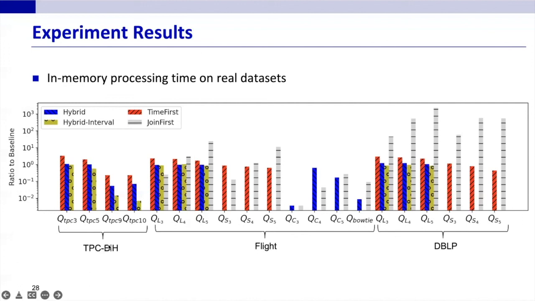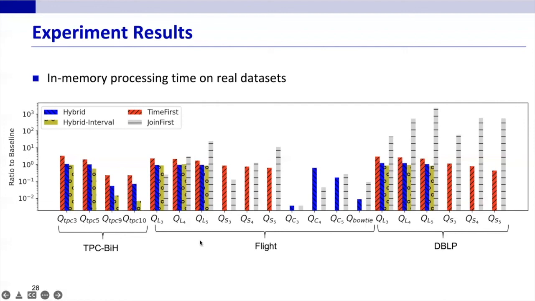In TPC-BiH datasets, for the QTPC3 query, only hybrid interval can slightly outperform the baseline. The main reason is that the relations involved in these queries generally have low multiplicity between join keys, so the number of intermediate results is small. However, when it comes to QTPC9, having more intermediate results, we see that our proposed algorithms run much faster, even 10 times faster than the baseline.